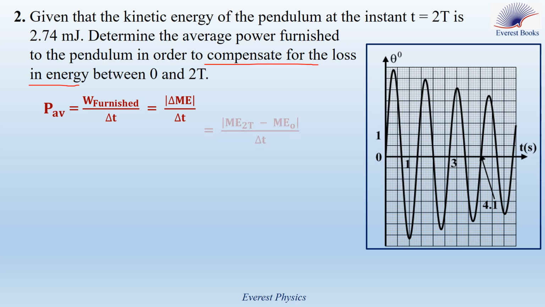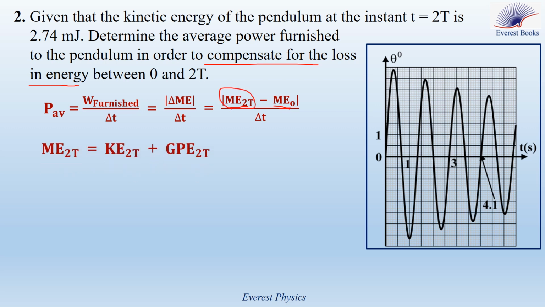the lost energy. Delta ME is equal to ME final, which is the mechanical energy at 2t, minus ME initial, which is ME0. Let's start with ME at time 2t. ME at time 2t is equal to the kinetic energy at this time plus the gravitational potential energy at this time. Look at the figure. This is time 0, this is time 1t, and this is time 2t. At time 2t, the particle is at the equilibrium position because theta is equal to 0.